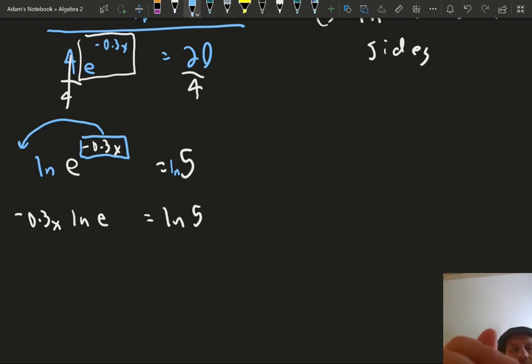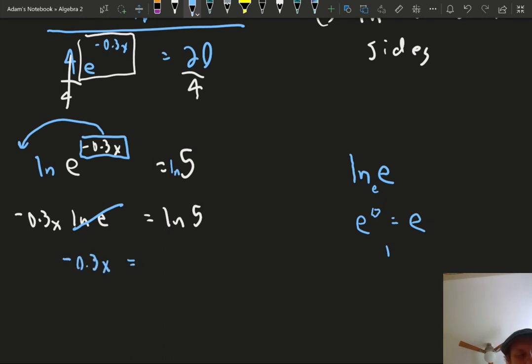Okay, and next I'm going to go ahead and solve for x. But be smart about this. Wait a second. The ln of e. What is that? Remember, ln, the base is e, so you're saying e to the something power equals e. Well, that's going to be to the first power. So ln of e is just going to be 1, so we can just cancel it right out, right? So we have now negative 0.3x equals ln of 5, okay?